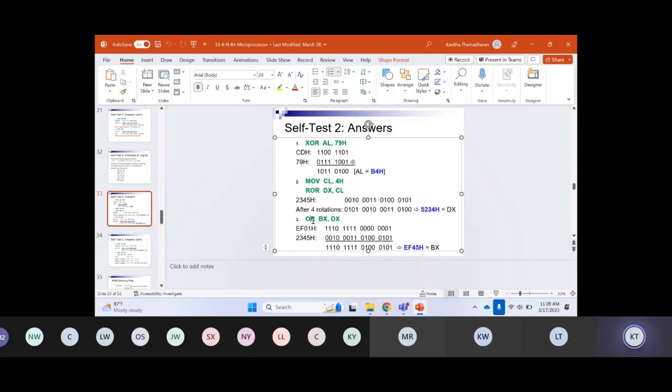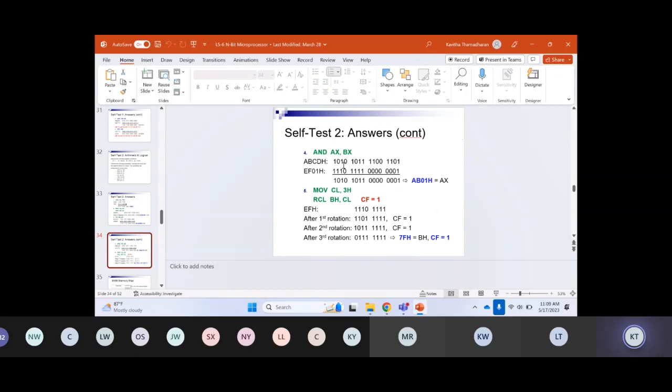Same goes to OR. OR is very easy. As long as it's not 0 and 0, the rest of the answers will always be 1. And for AND, both of the inputs should be 1 for you to get 1. If either one is 0, you get 0. Both 0, you get 0. Okay, so you need to store this in AX.